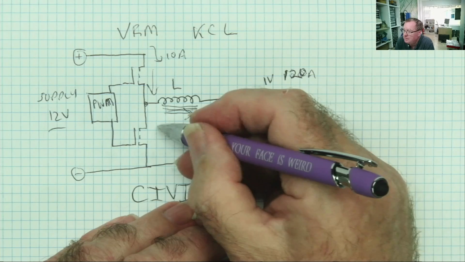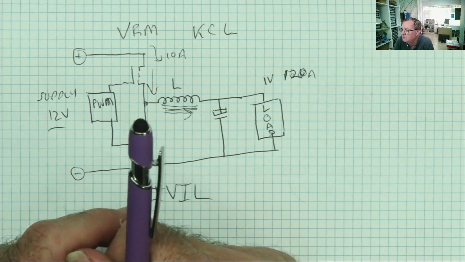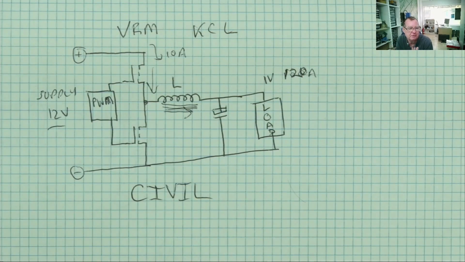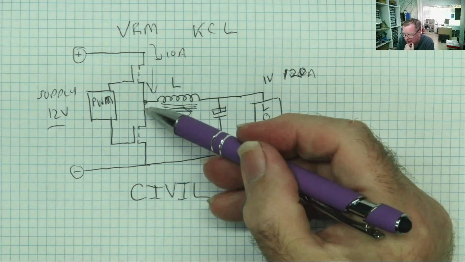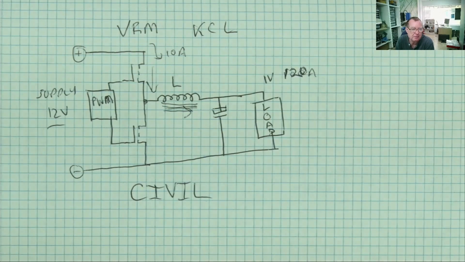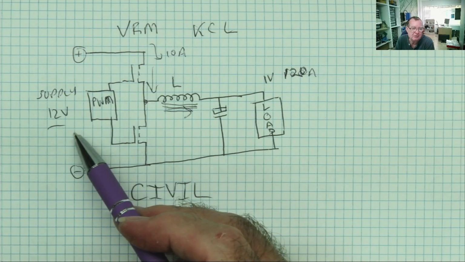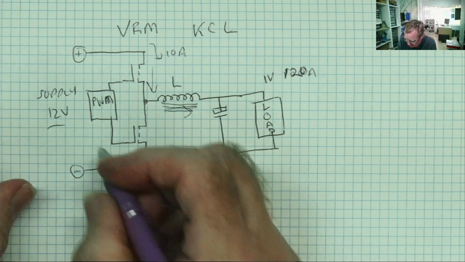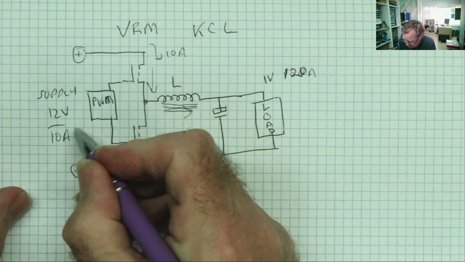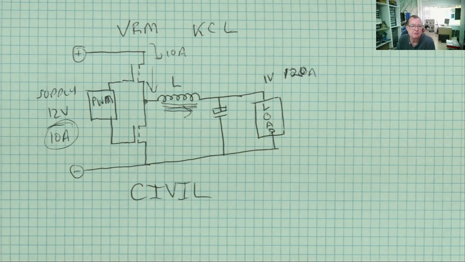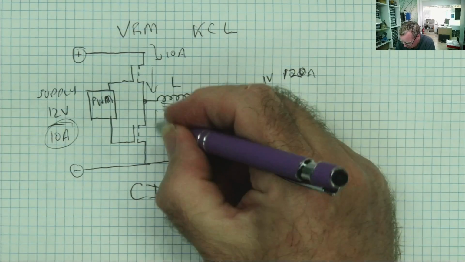That's the supply. So what does Kirchhoff's law say about this? The current flowing into this node and the current flowing into the load does not add up to the supply current, because the supply is providing 10 amps. So we've got the supply giving us 10 amps going in, but we've got 130 amps coming out. Is Kirchhoff's law wrong?